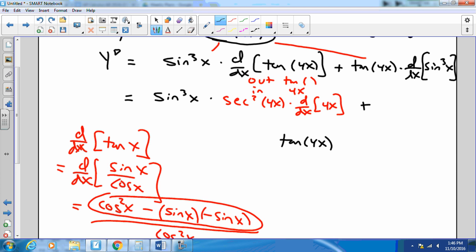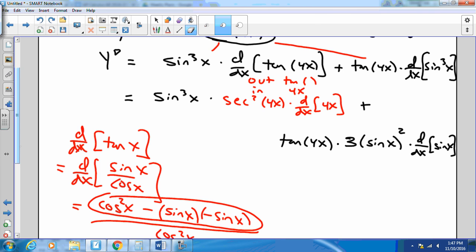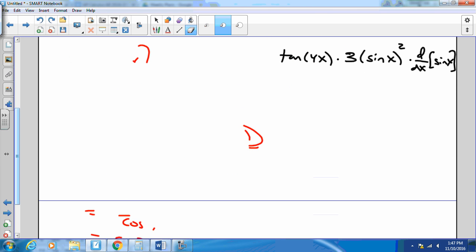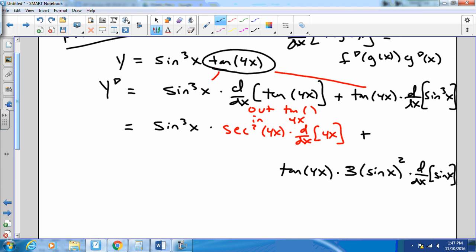Outside, inside? Outside is parentheses cubed, inside is sine. So the derivative of the outside is 3 parentheses squared. Not cubed, squared. And sine is inside. There's its derivative. Don't worry about what that is next. Okay, good. This is our scrapboard. We can do this.